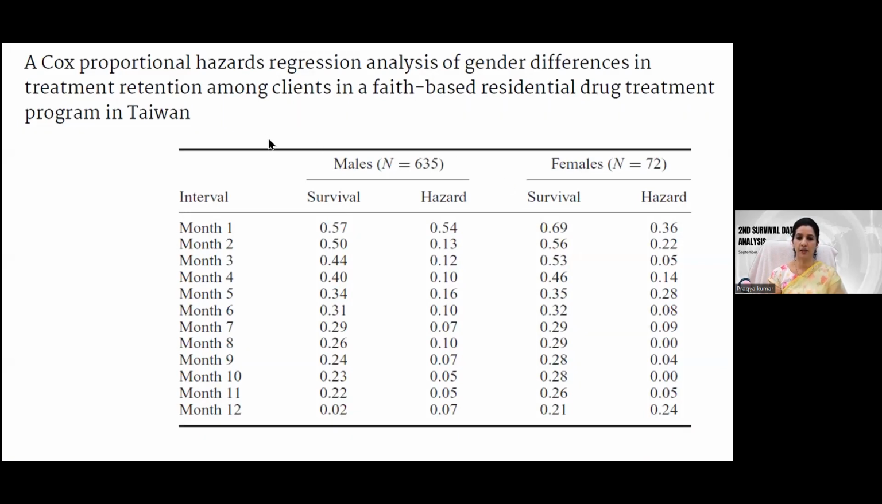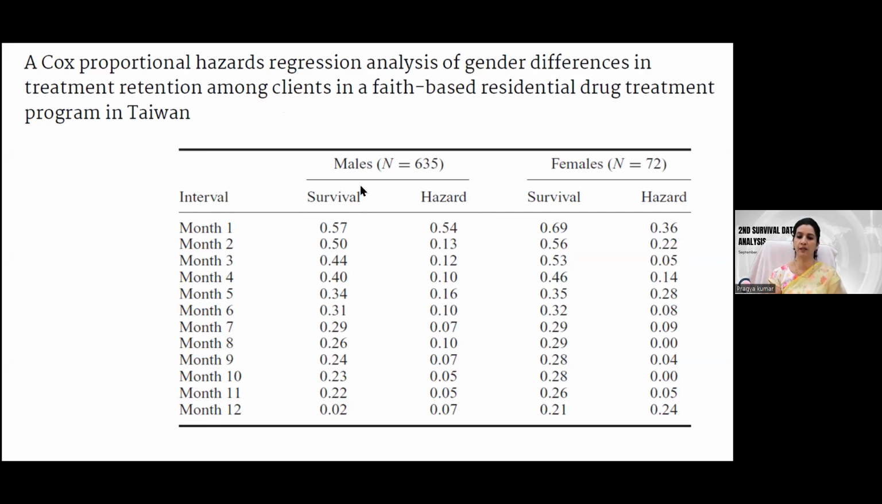Again, there was one article. The title of the article was the Cox proportional hazard regression analysis of gender differences in the treatment retention among clients in a faith-based residential drug treatment program in Taiwan. So they have measured this time to event in months. They have again followed up. The total study time was 1 year.